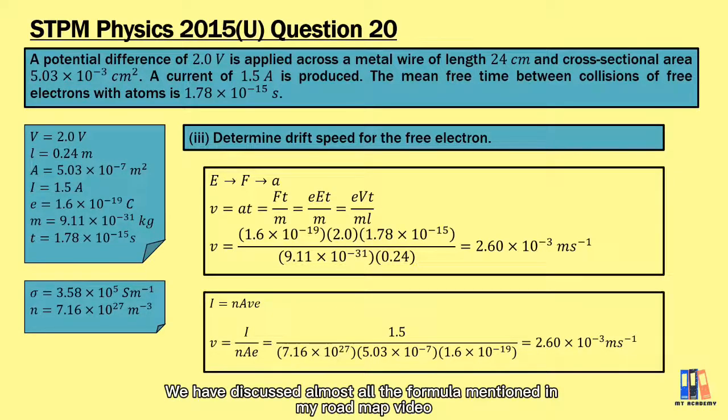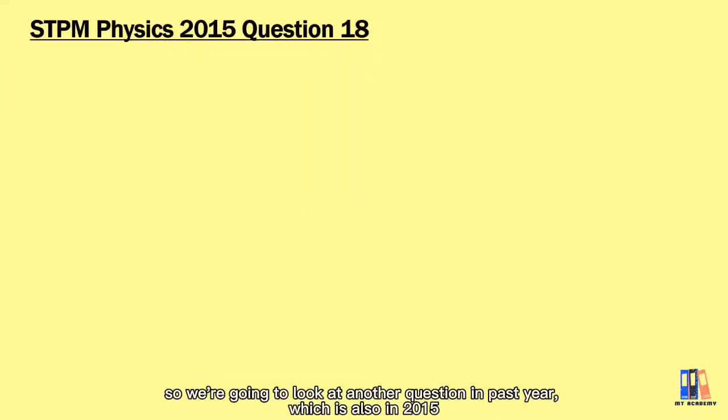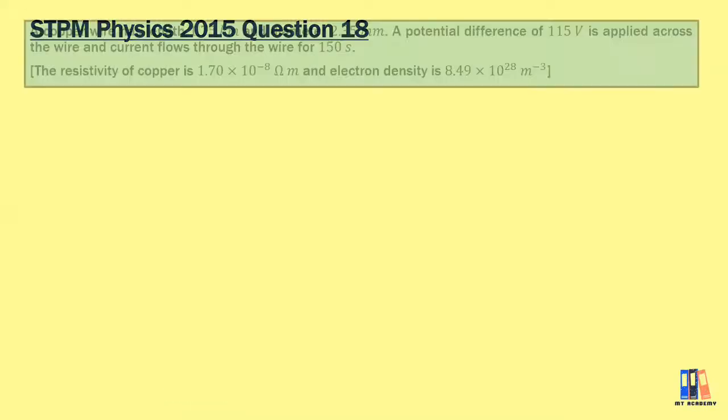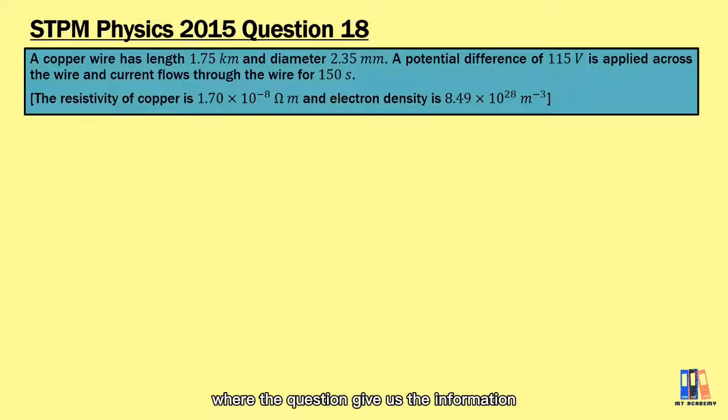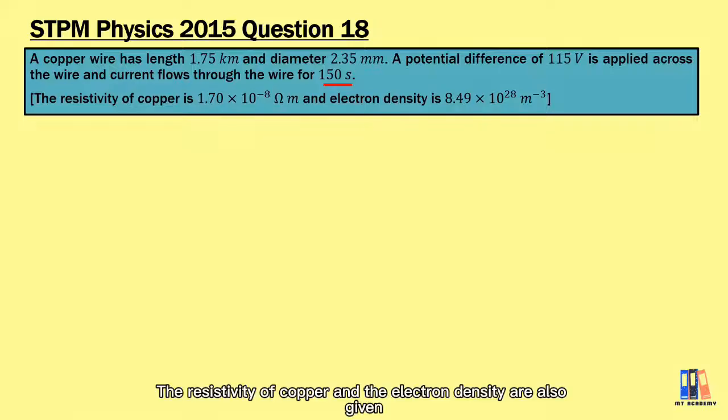So we have discussed almost all the formulas mentioned in my roadmap video. There's one more thing that's not mentioned, which is the time of the current flow. So we're going to look at another question in past year, which is also 2015, where the question gives us the information about the length and diameter of the wire, potential difference, and the time of current flow, which is 150 seconds. The resistivity of copper and the electron density are also given.